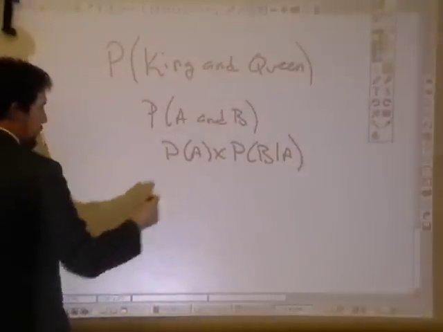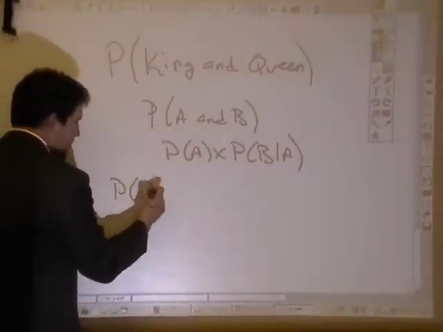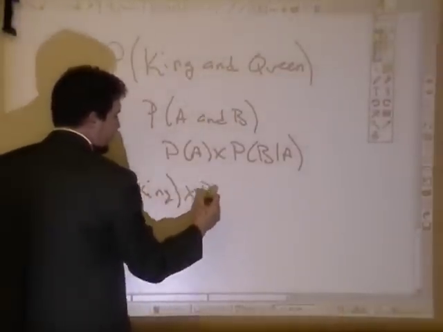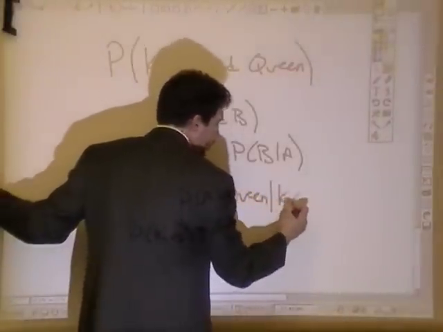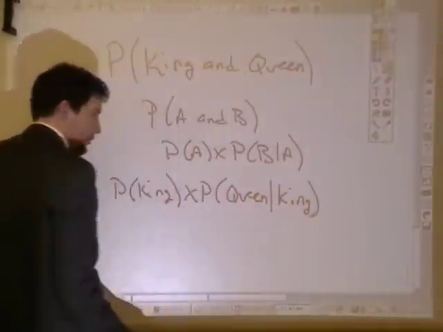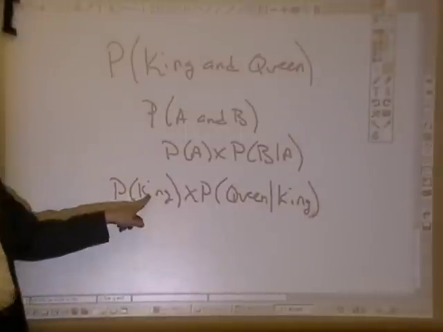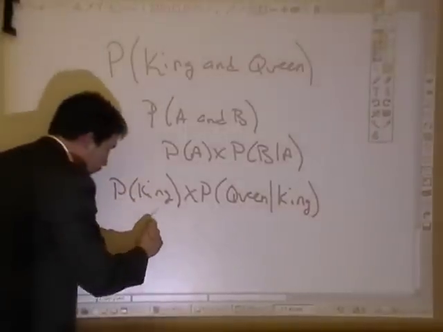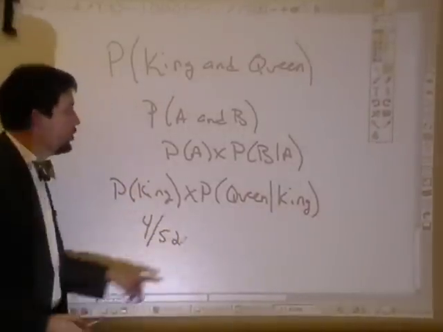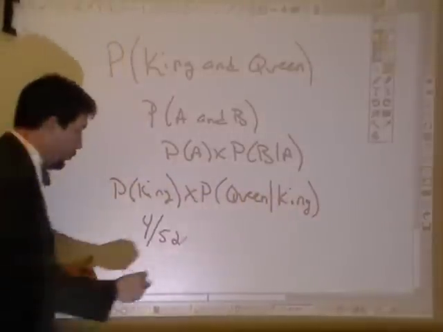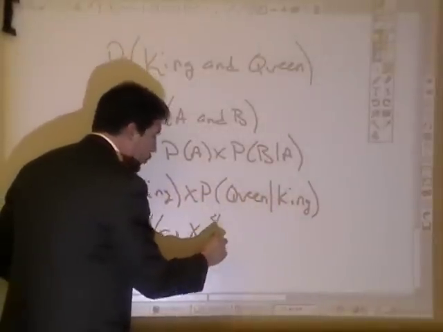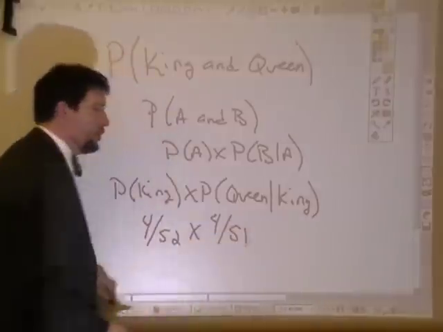Writing this out in that format would be the probability of king times the probability of drawing a queen given that you've drawn a king already. Use your common sense. All right, what's the probability of drawing a king? 4 out of 52. You've drawn a king. What's the probability that you are now going to draw a queen? Well, that would be 4 queens out of 51 cards.